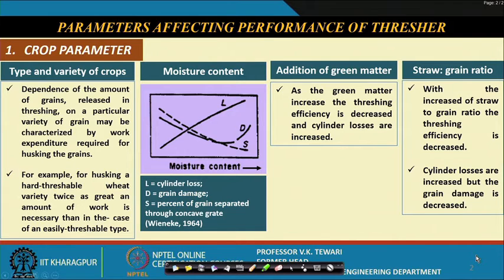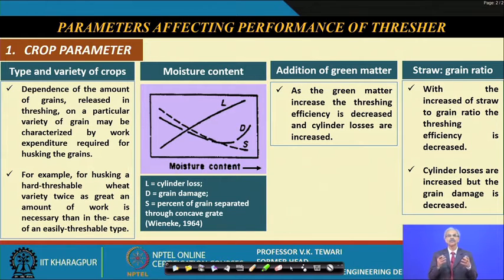The various parameters affecting performance of thresher, well, definitely you know that we have crop parameters, then we will have machine parameters, and the interaction between these two. So, when you talk of the crop parameters, definitely the moisture content of the crop is important, at what moisture the crop has been harvested, because depending on that moisture the threshing efficiency and thresher's performance will depend.